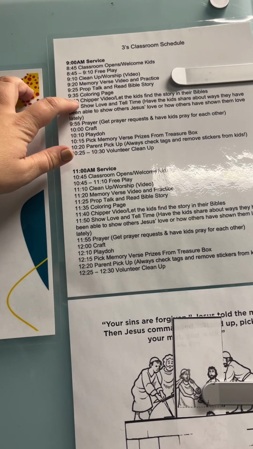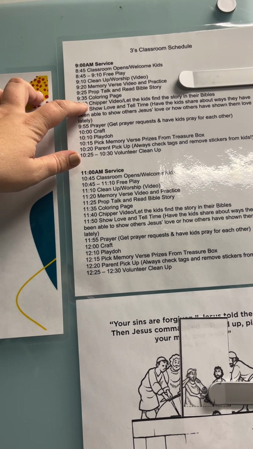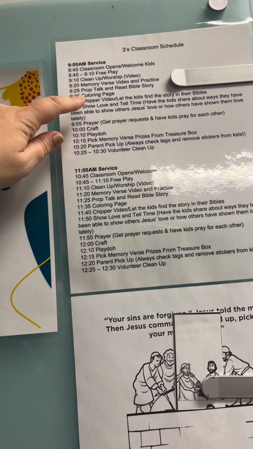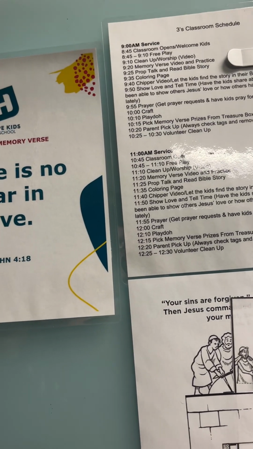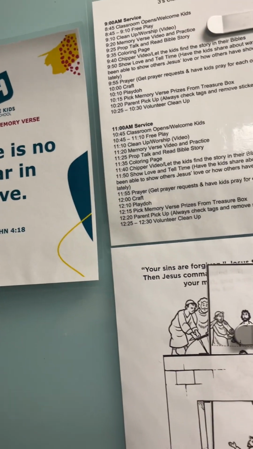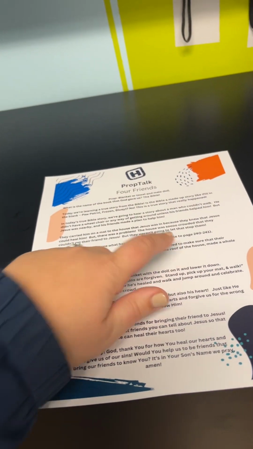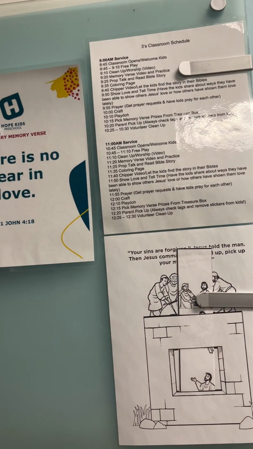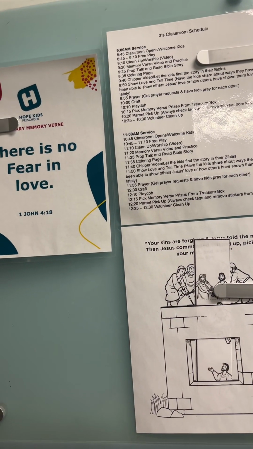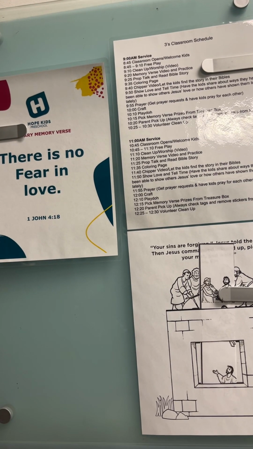Then after that, we'll do the chipper video. And at that time, we'll get out the Bibles for the kids. And so then we can help them find the Bible story. Again, if we don't remember what page number it is, that's on here now. We always have the page number listed out on the prop talk. But then you don't have to read that story all together with them. They can try to find that story.